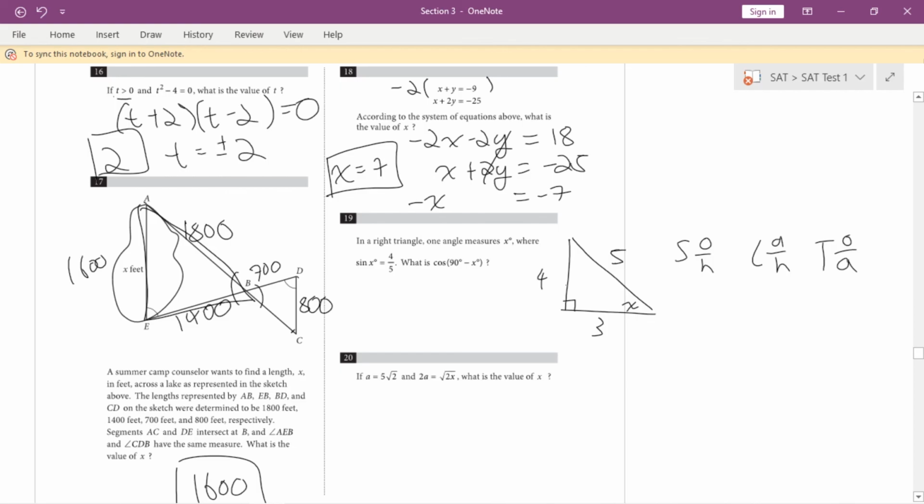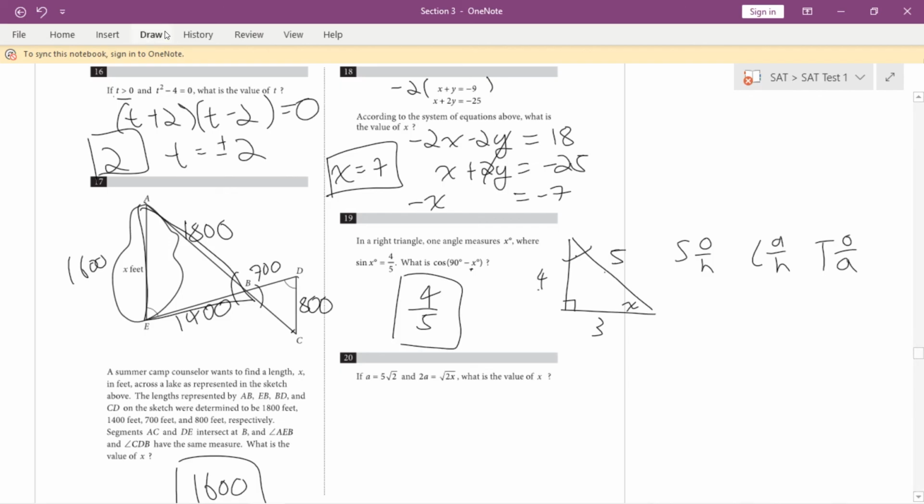But they don't want that angle, they want to know the other angle, cosine of 90 minus x. So that's actually this angle. Whenever I see 90 minus x in a right triangle, I just think of the other angle. So cosine of this angle is actually 4 over 5, adjacent over hypotenuse. So it's actually the same.